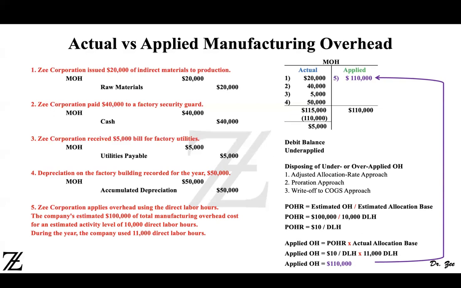One of the methods is known as the adjusted allocation rate approach. We are not going to discuss each of the methods here. There is a separate video for that, where I'm going to discuss it. You can review that video. The other approach is the proration approach. Again, we're going to discuss this in a separate video. And the third method is the write-off to cost of goods sold approach. A very simple approach. Again, we are not going to discuss this, but just to let you know that there are three methods to dispose of under-applied or over-applied overhead. That will take care of all the problems in your cost of goods sold as well as your operating income, and it fixes the problem.